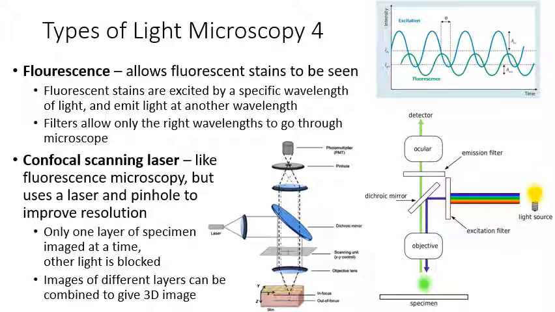You can also recreate a 3D image using confocal scanning laser microscopy. So you can take an image at the bottom of the specimen, then a little bit up from the bottom, and a little bit up from that, and a little bit up from that, and then you can combine all those images together to make a 3D model.